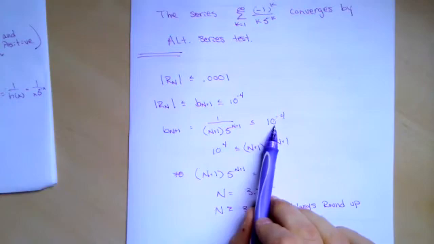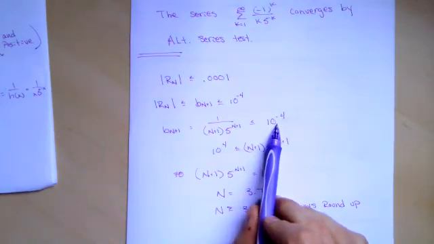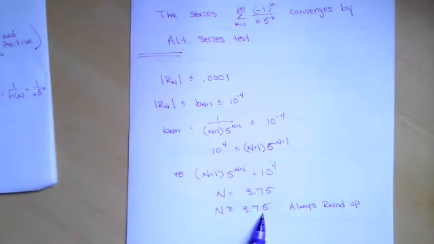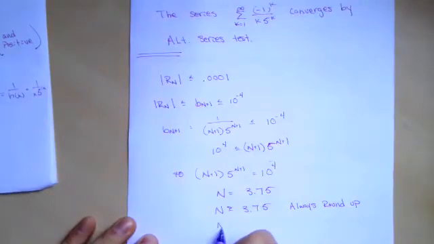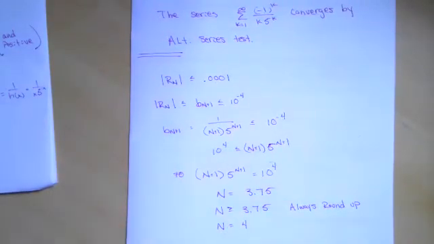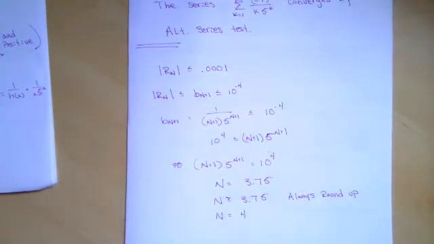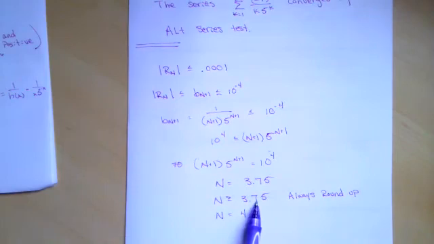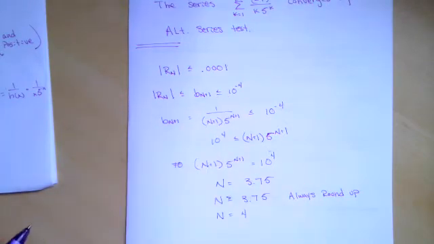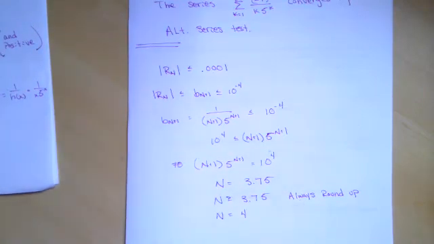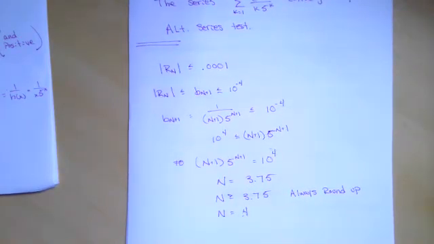And if the minimum number I need to be accurate within 10 to the minus 4 is 3.75, I can't add 3/4 of a term. So the first term that meets those criteria would be the 4th. So we have to add up 4 terms. And this holds even if it's like 3.25. Well, 3 terms is not enough, and I can't have a quarter of a term. We have to add that 4th term still. So this is one of those situations where no matter what the decimal is, we always have to round up to the next integer.